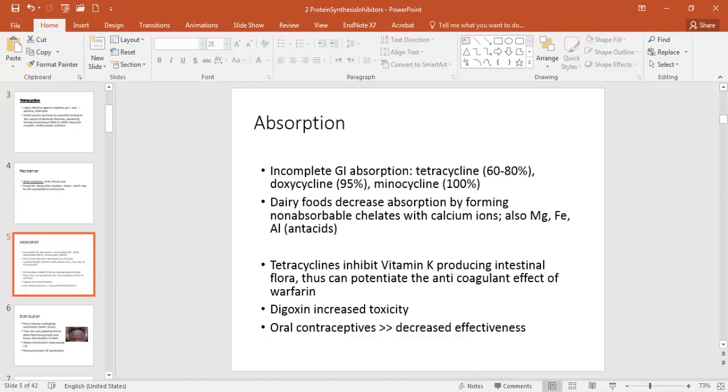Tetracyclines inhibit vitamin K producing intestinal flora, and thus can potentiate the anticoagulant effect of warfarin. What other interactions? Digoxin toxicity is increased with tetracycline, and the effect of oral contraceptives decreases with the use of tetracycline.